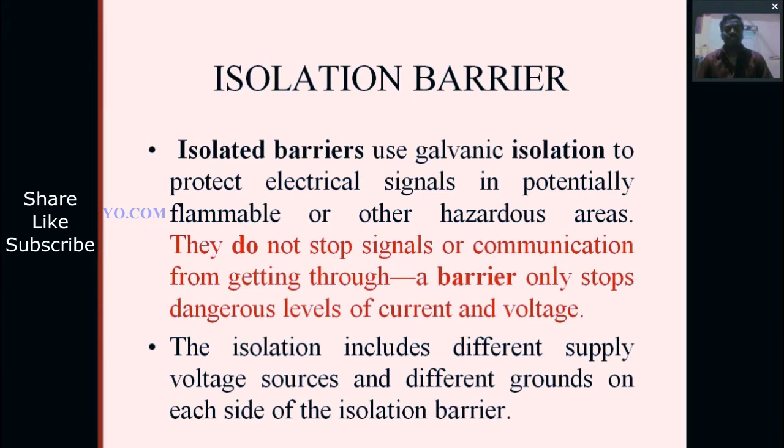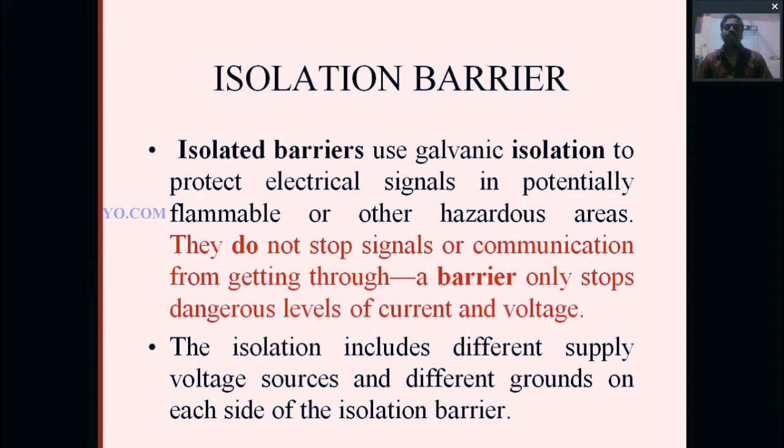Then the isolation barrier. What is a barrier? A barrier means a resistance. The isolation barrier uses galvanic isolation to protect electrical signals in potentially flammable or hazardous areas. So the isolation amplifier provides a barrier between the high voltage and low voltage sides. The barrier does not stop signal communication from getting through. The barrier only stops dangerous levels of current and voltage. So it does not stop signals.